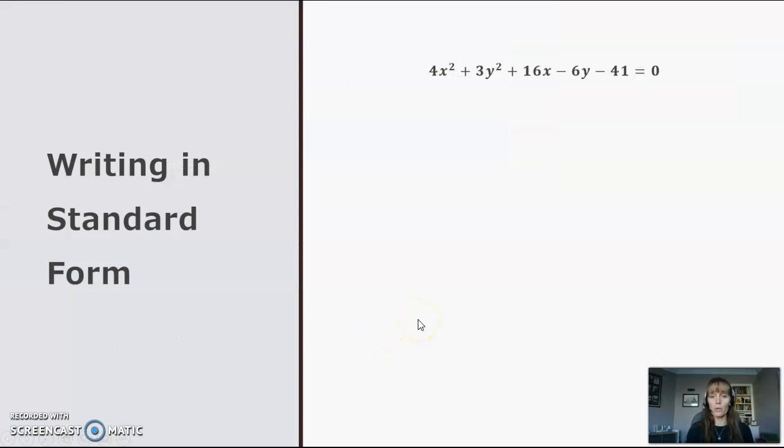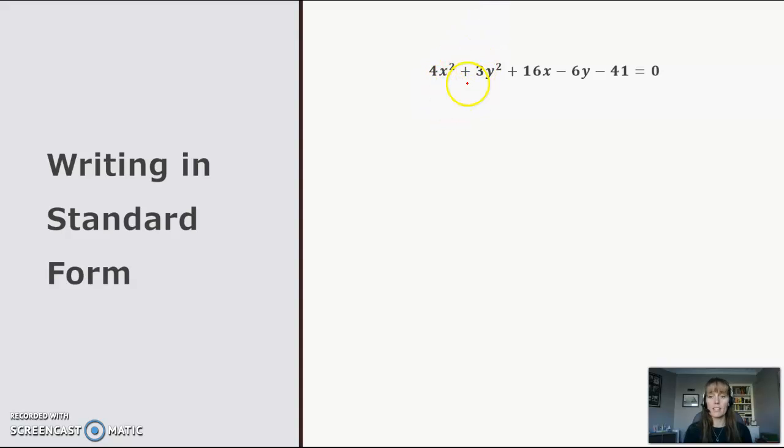I want to first go over writing in standard form. This is a piece on your quiz, and we did practice this each time we had one, but now we don't know what type of conic section we're dealing with. So let's address that and have a discussion about how we know what we're working with.